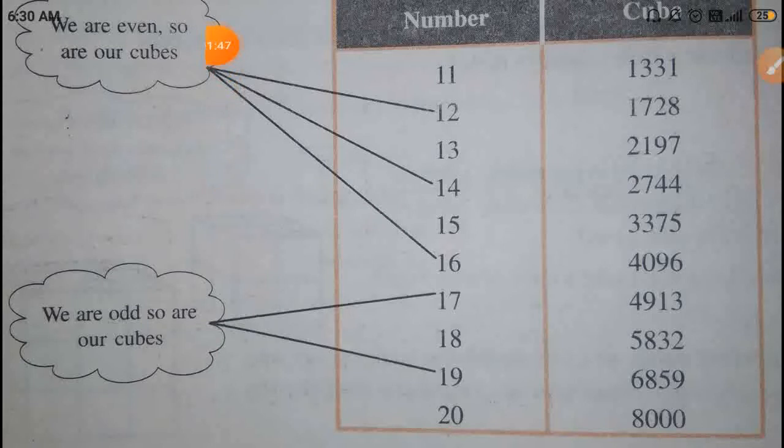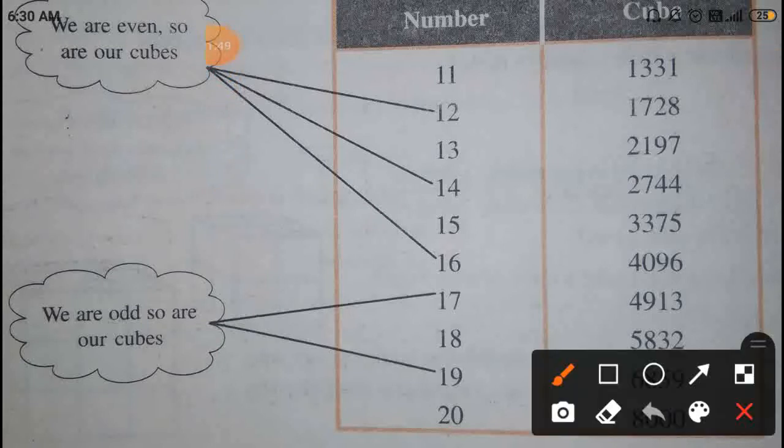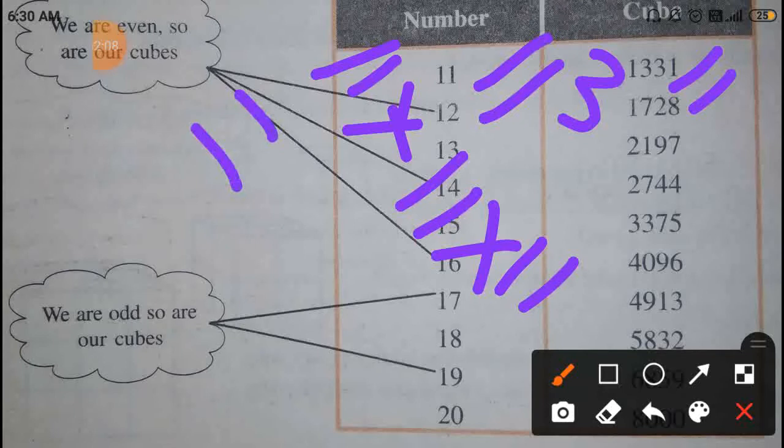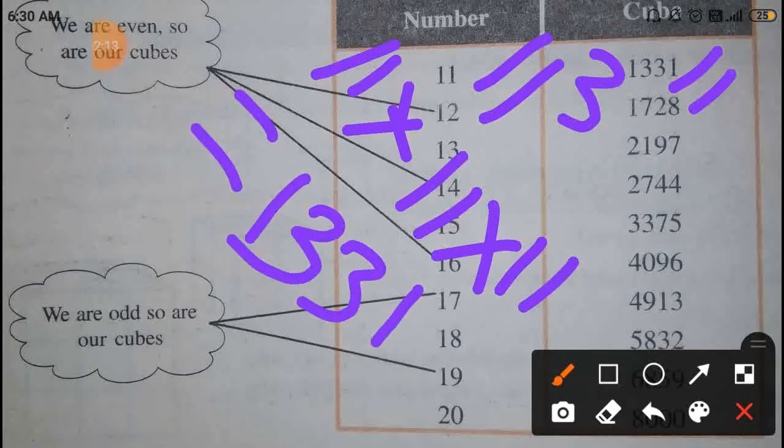It means suppose we are taking here 11, it means 11 multiplied by 11 multiplied by 11, so it is 1331. It means 11 is an odd number and its cube is also an odd number.